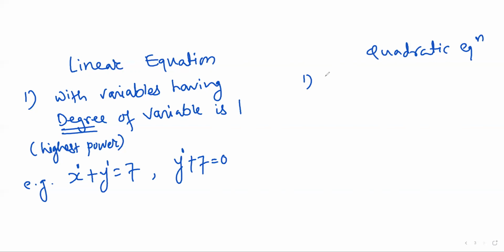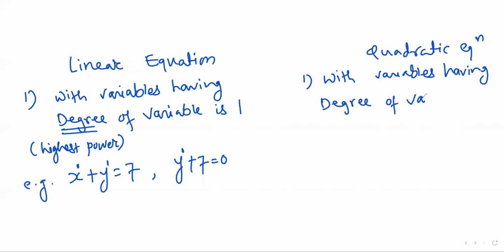Quadratic equation means an equation with variables having degree of variable is 2. Right? Now, examples of quadratic equation are x square plus 2x is equal to 0. Right? Here, the highest power of the x is 2. Right? Therefore, it is an example of quadratic equation.